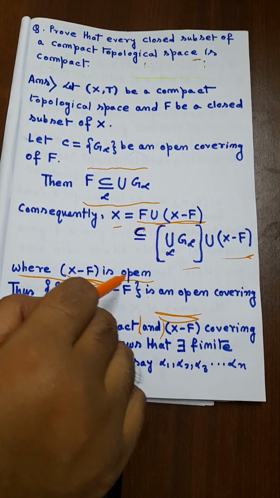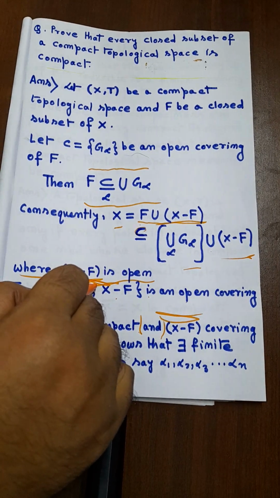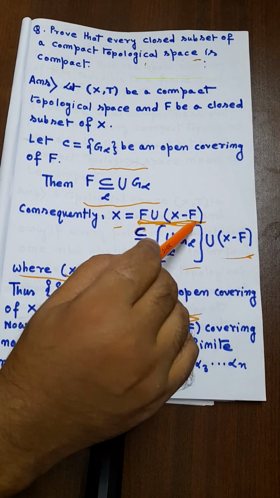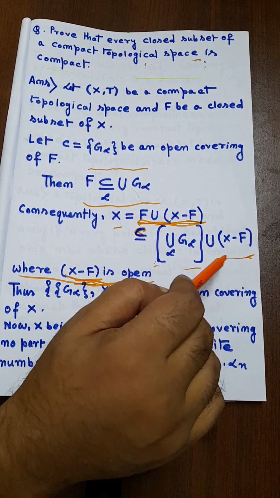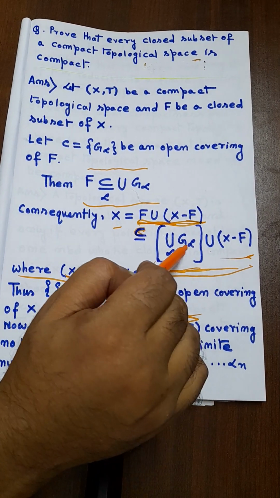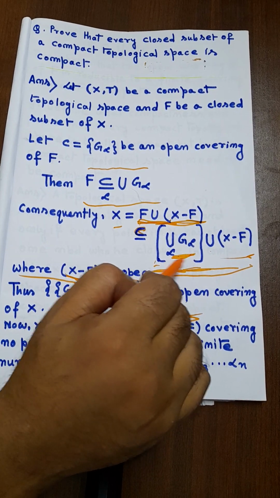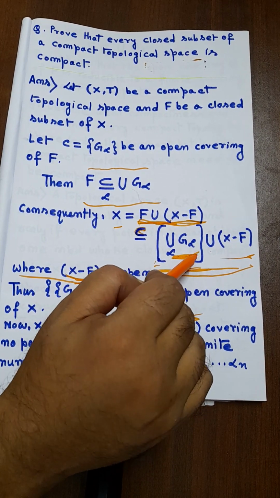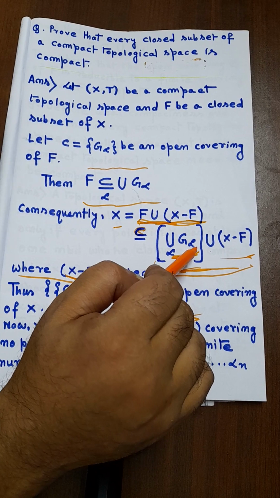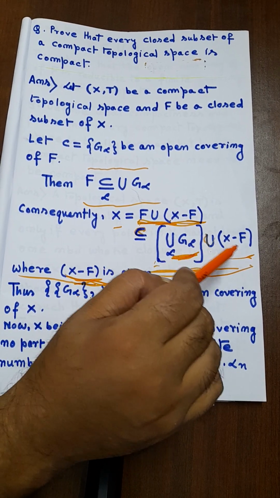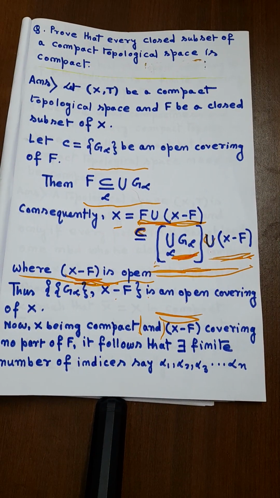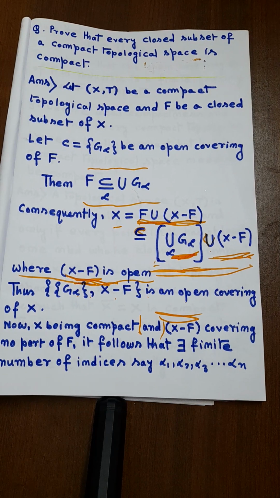How have we seen that? Because this is open, right? We have the union of F, and X minus F is a subset of this, and that is a subset of the union of all the G open sets, all the open sets that belong to G, as well as the union of X minus F. So what does that mean? That means X minus F is not covering F. No part of F is covered by X minus F.